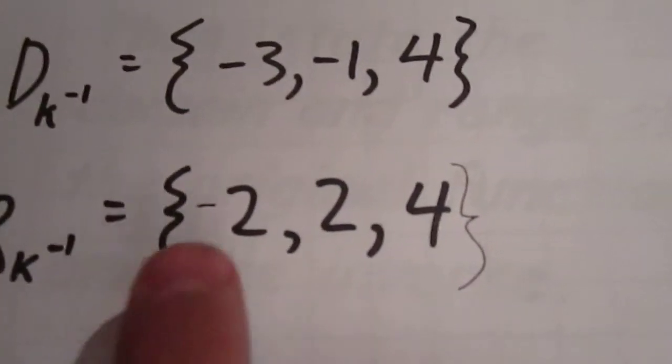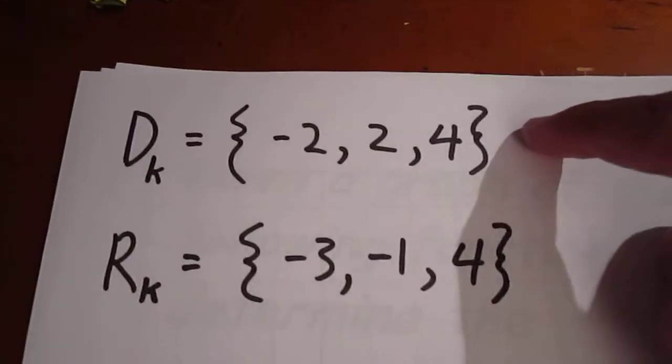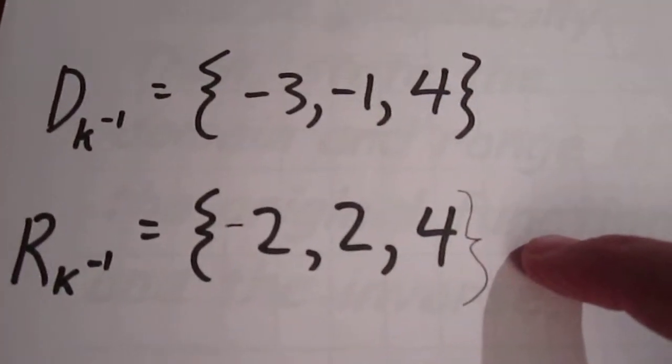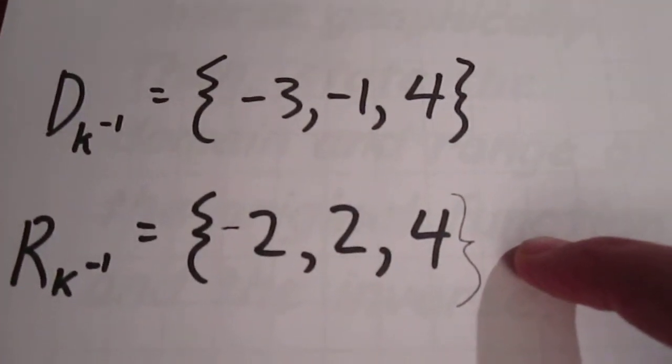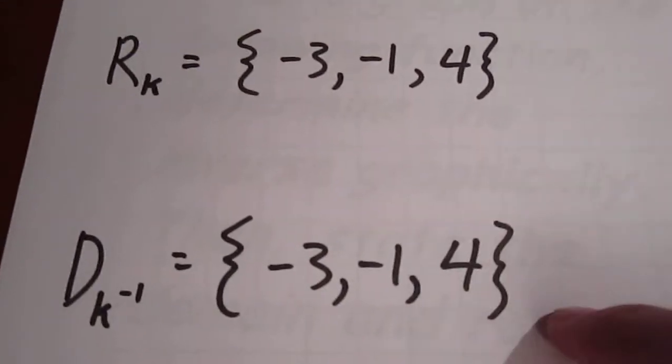Well, there's nothing too interesting about that, except when you realize that the domain of the original is the same as the range of the inverse, which makes sense because all we do is switch x and y coordinates. And the range of the original is the domain of the inverse.